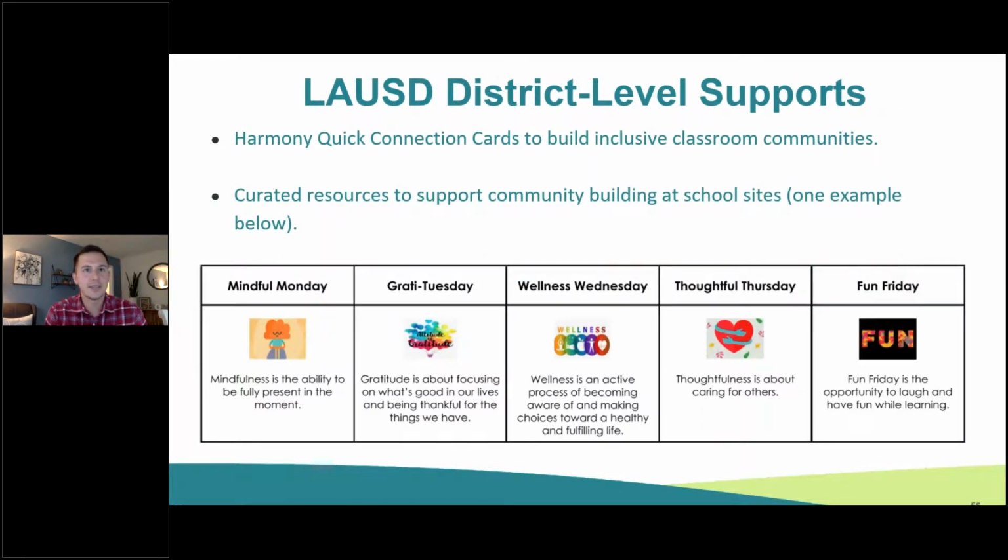One of the main things would be our Harmony Quick Connection Cards, using those to build inclusive classroom communities. They've curated resources to support community building at school sites. Examples below, the little graphic showing Mindful Mondays and the things that they do on different days of the week. They've also created advisory lessons for middle and high school teachers that focus specifically on community building through circles, stress management, and mental wellness. We can go to the next slide.